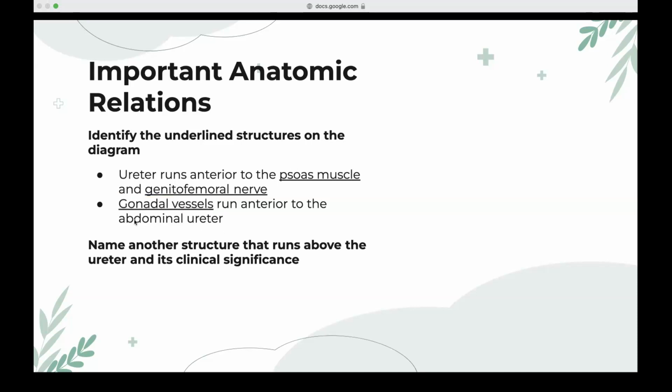Now, name another structure that runs above the ureter and its clinical significance. Can anyone, do you know any other structure that runs above the ureter?